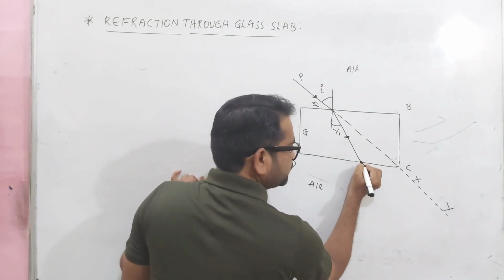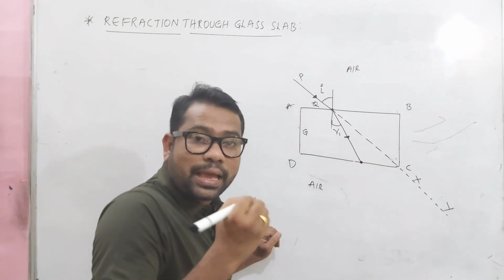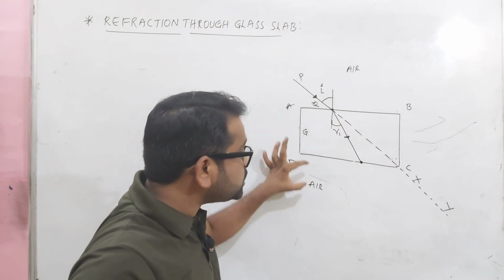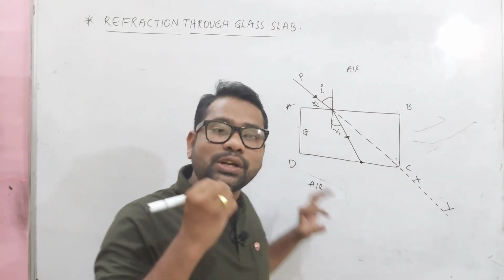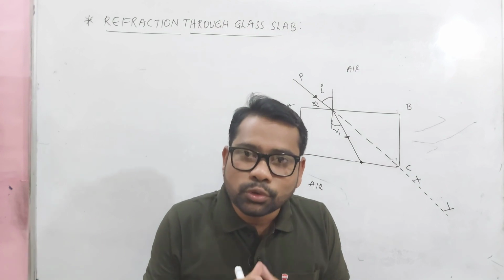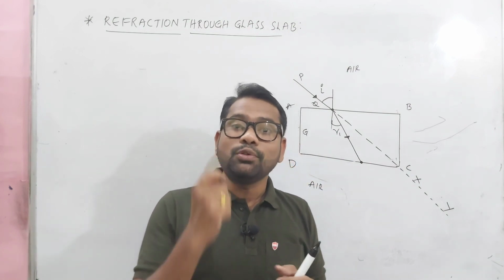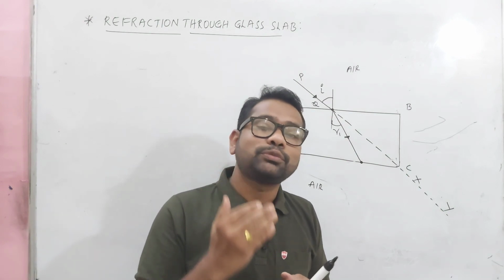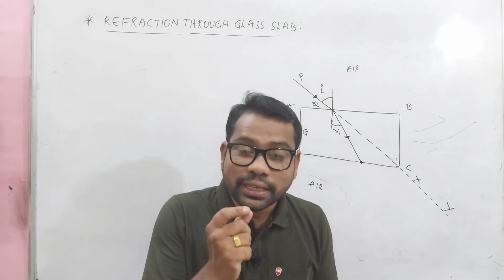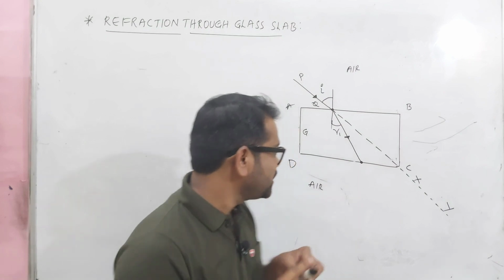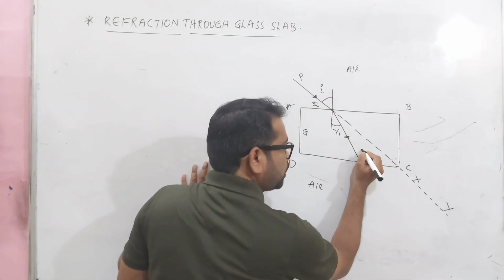Now at this point, again what is happening here? Light is moving from glass to air, which means denser to rarer medium. So whenever light moves from denser to rarer medium, what happens, children? It moves away from the normal. Why? Because it speeds up. Acha. So here let us make a normal. Fine.